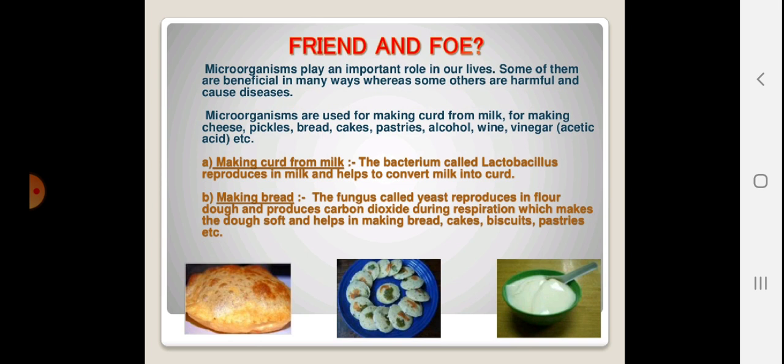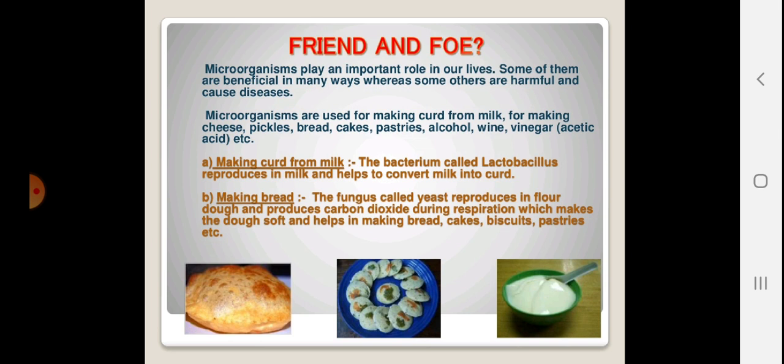So we can say that to a certain extent, yes, they act as a friend. Which microorganisms act as a friend? Let's see. Microorganisms are used for making curd from milk, and for making cheese, pickle, bread, cake, pastries, alcohol, wine, and vinegar, whose name is acetic acid, on a commercial scale. Whenever any industry deals with food products or dairy products, they widely use microorganisms. But of course they use microorganisms in a good form, or you can say in a sterile form, so that they don't cause any disease to us.